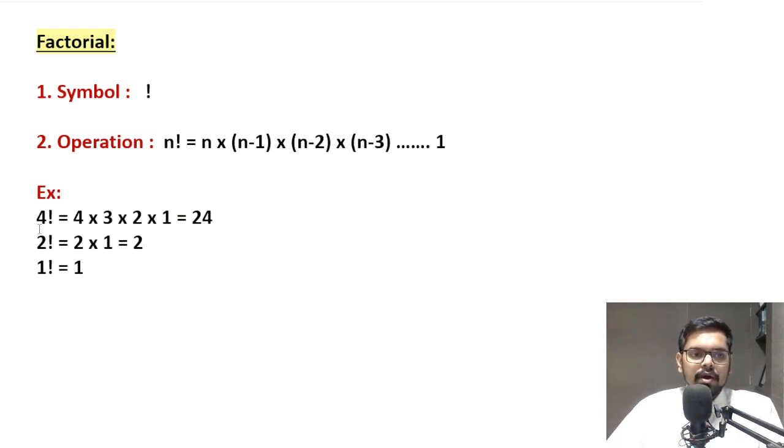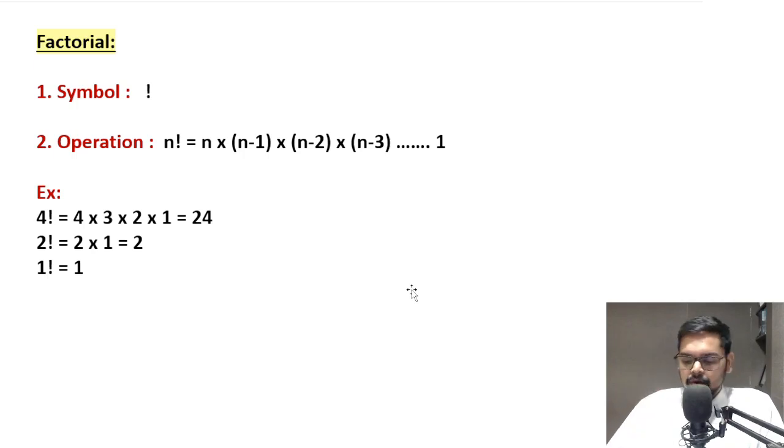For example, to find 4 factorial, it is equal to 4, then a number back 3, then 2, then 1, and stop. Multiply all the numbers and you get the answer 24. So 4 factorial is 24. Similarly, what is 2 factorial? Start with 2, then a number back, which is 1, and stop, because once you get 1 you have to stop. So 2 into 1, 2 factorial becomes 2. What is 1 factorial? Start with 1, no need to go back, because 1 is the ending point, and you get 1 factorial as 1.